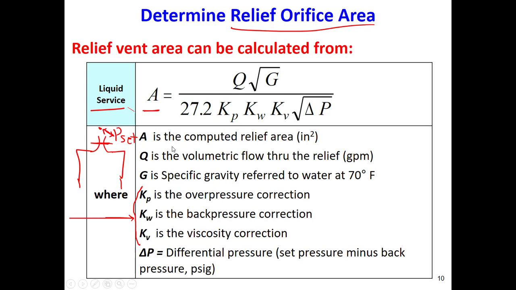So the pressure is not necessarily atmospheric. The exit of the pressure relief valve might be connected to another equipment or to another place that doesn't necessarily have atmospheric pressure. This is for liquid service.